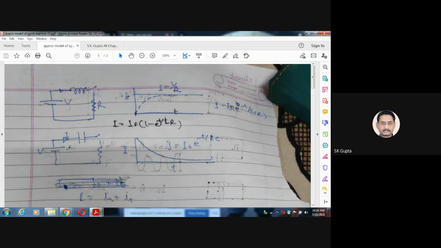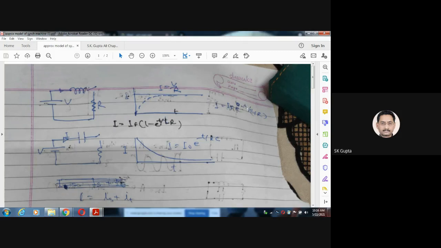So if you see the shape of this transient current, IF e to the power minus tR by L, it will be like this. The sum of this plus this will be the net current. So it means whenever there is any type of disturbance, there are two currents. One is the steady state current, the other is the transient current, or you can say one is the forced current and the other is the natural current. The total current is there, but this natural component of current decays after some time.